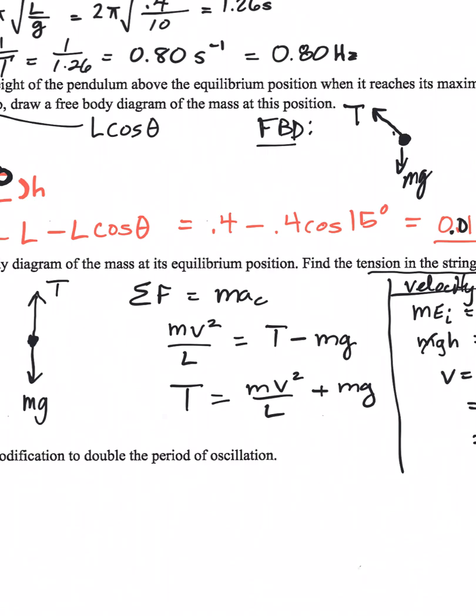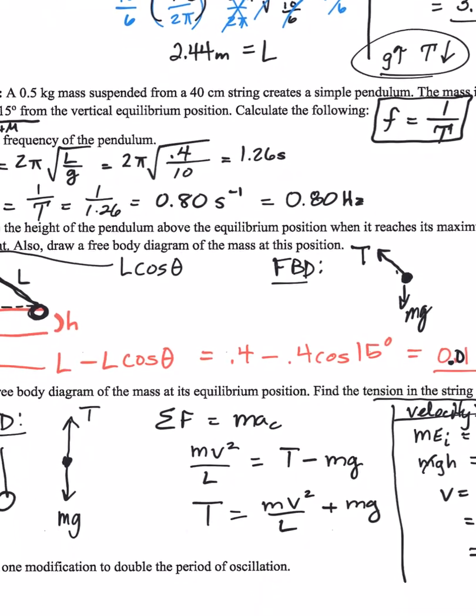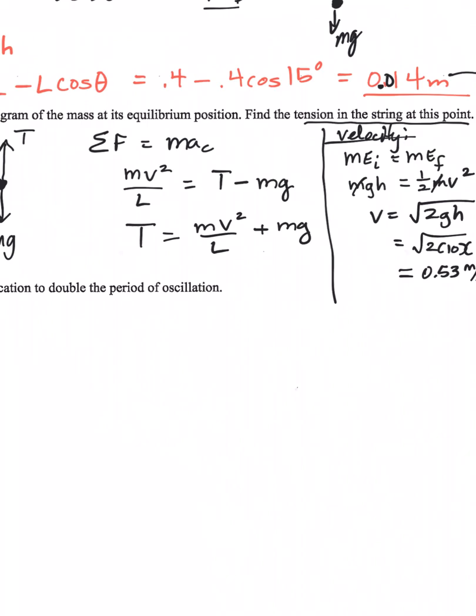0.014, excuse me. 0.014, you are correct. So 0.014. So 0.53. So 0.53 meters per second, which we can now plug into what? So we have 0.5 kilograms, right? So let's finish this up. 0.5 times 0.53 squared divided by what? 0.014. 0.5 times 10.